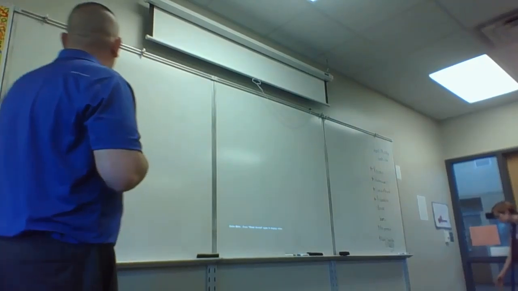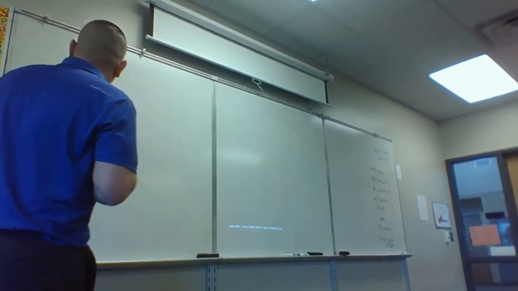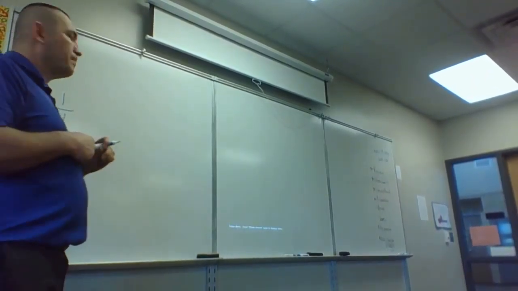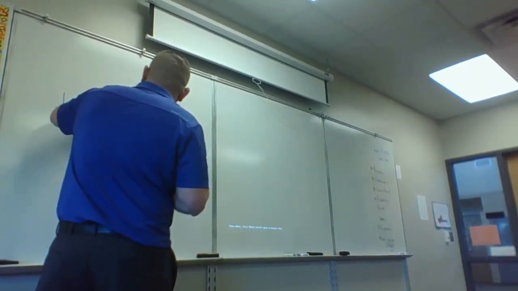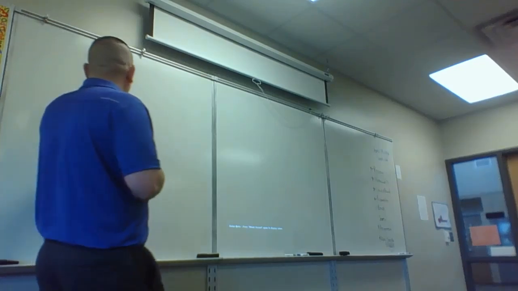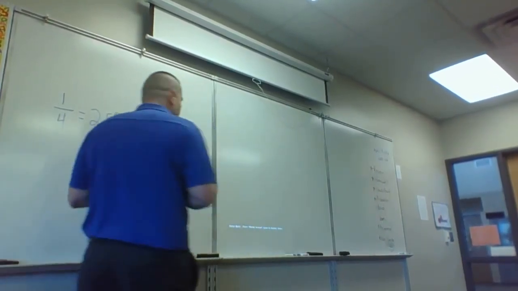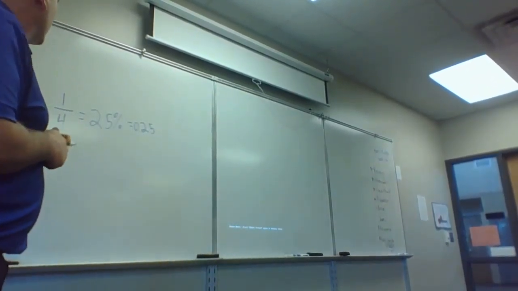Okay, before we get started, what's another way to write that? Matt? 25%. Is there another way? Mason? 0.25. We agree with that, right? Okay, keep that in mind when we get going today.